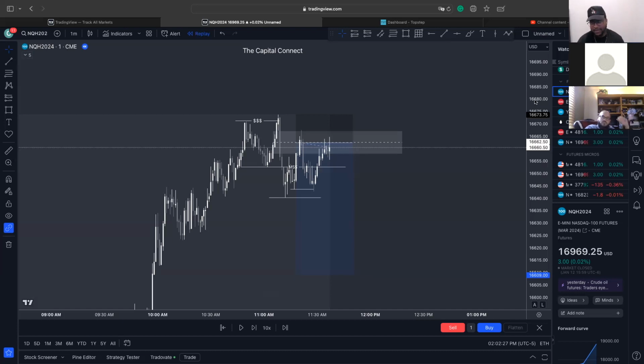But Top Step lets you have up to three. Their highest account size is 150, so you can have three $150,000 accounts with Top Step, a total of $450,000. And I'm going for the 100K one right now, currently.